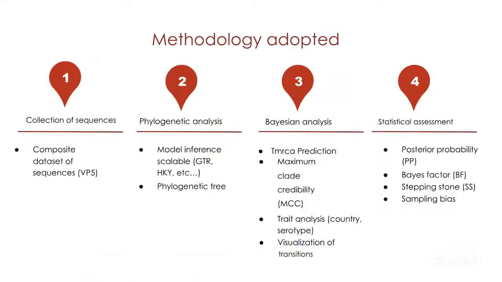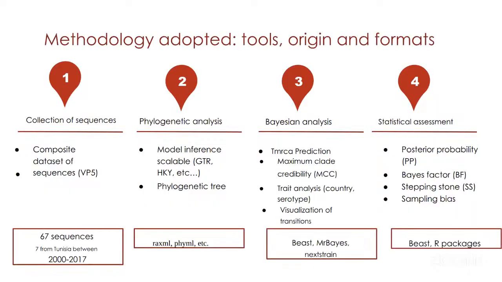Just to give you a brief insight about the methodology we adopted: we first collected data sets from public repositories. We performed a classical phylogenetic analysis, followed by Bayesian analysis, and finally what we inferred was statistically assessed through posterior probabilities, Bayes factors, and so on. We began with 76 sequences, of which 7 were from Tunisia. We used RAxML and PhyML for phylogenetic analysis, BEAST for Bayesian analysis, and the statistical analyses were performed through R packages and by BEAST itself.